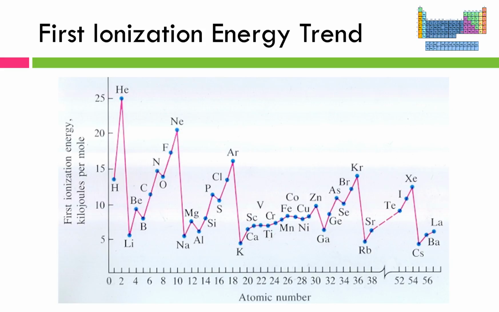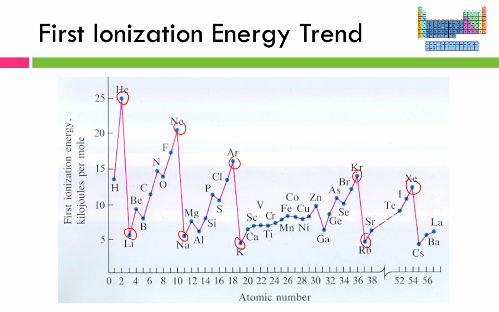Just like with atomic radius, I'm going to show you a graph, another way to visualize the first ionization energy trend. As you would expect, the noble gases have the highest ionization energies. I'm going to circle those points on the graph. And the alkali metals, the group 1 metals, there's cesium and rubidium, have the lowest. And this is really what you would expect.